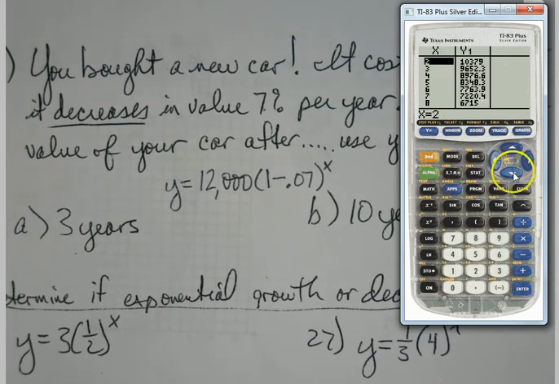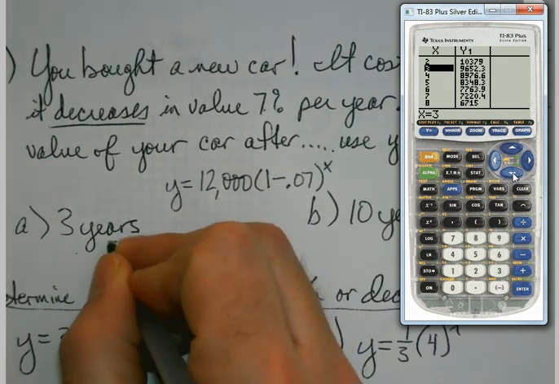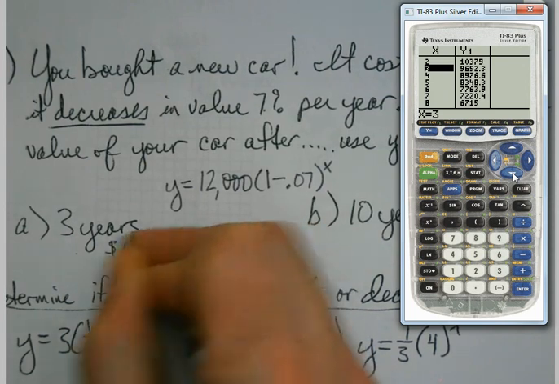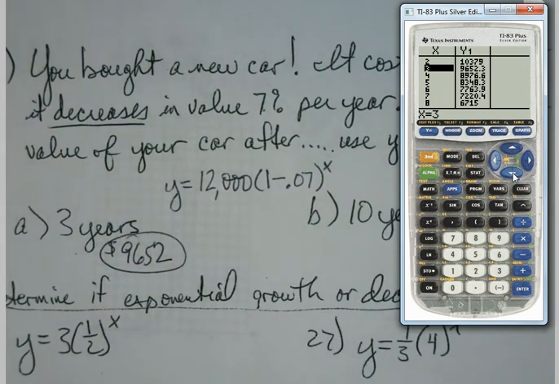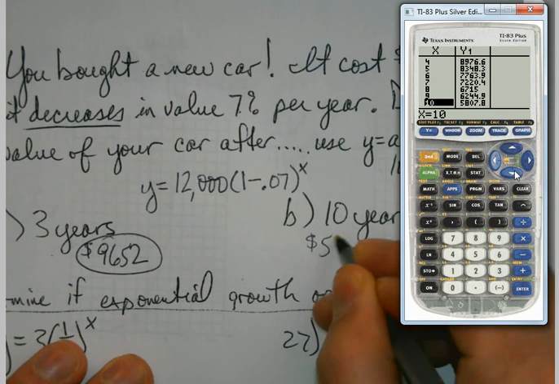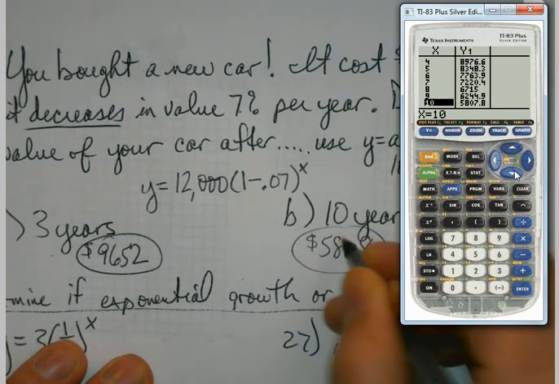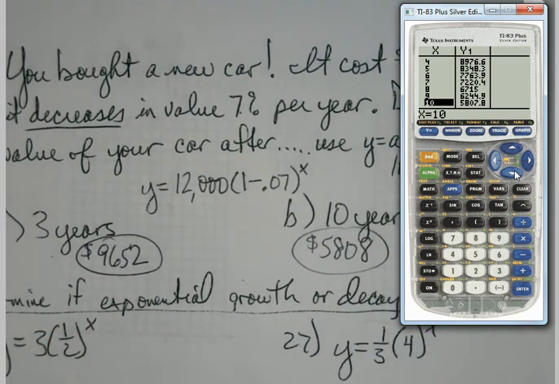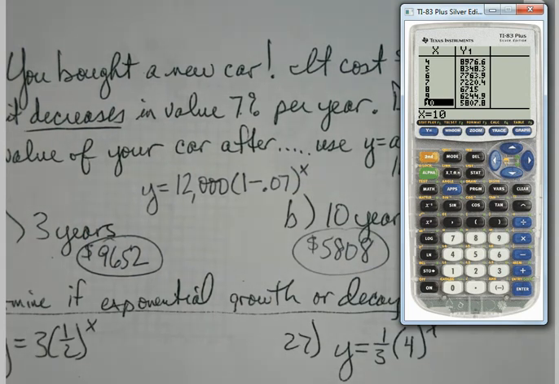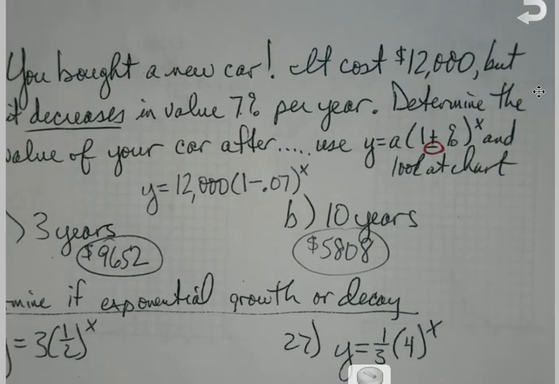So if I use my chart, let's see, 3 years. We can go to the nearest whole dollar. That's fine with me. So like after 3 years, it'd be worth about $9,652. And if I go to 10, looks like 5808 if I round up, because 80 cents would round up. Again, I can do them individually and just plug the number in if I want to, but to me that just works a little quicker and makes me a little happier that way.